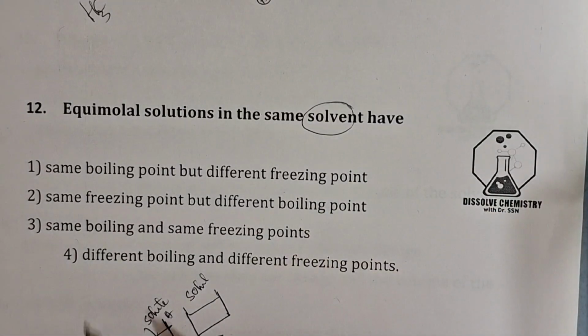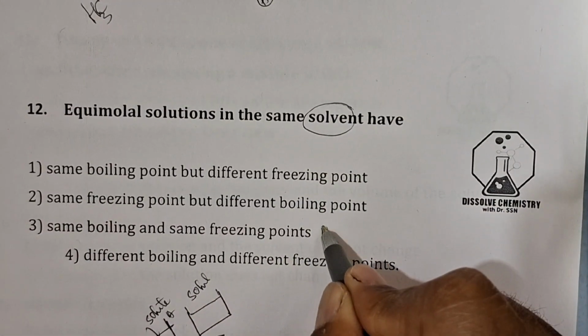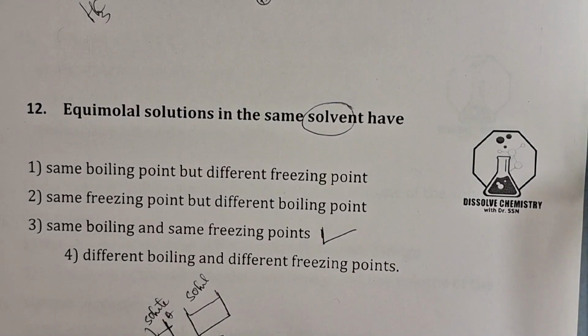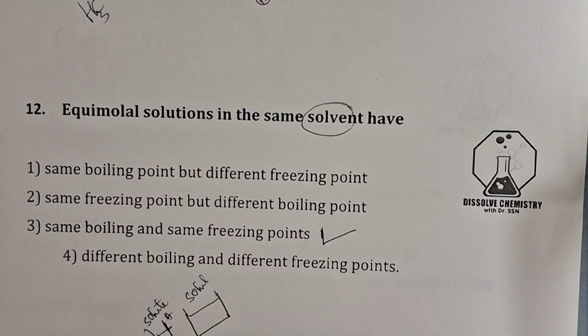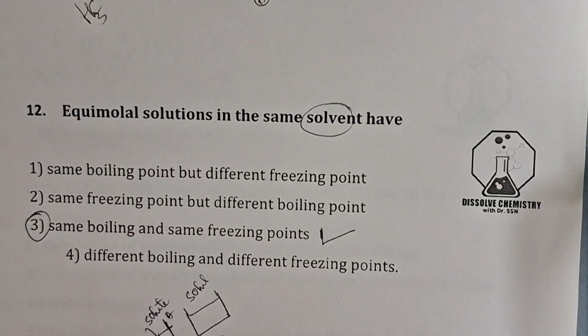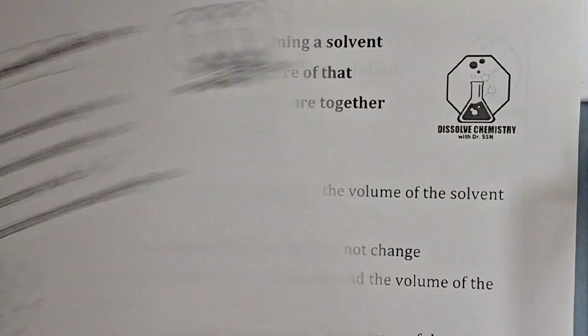So because of that reason, what happens? Both will have the same colligative property, that is either the elevation in the boiling point or the depression in the freezing point. Hence your option is 3. Okay, let us move on to the next question.